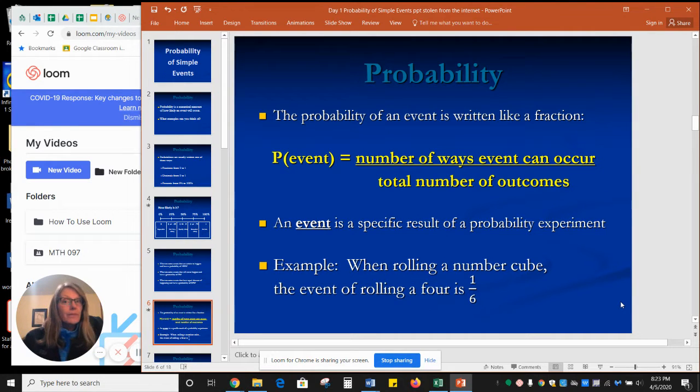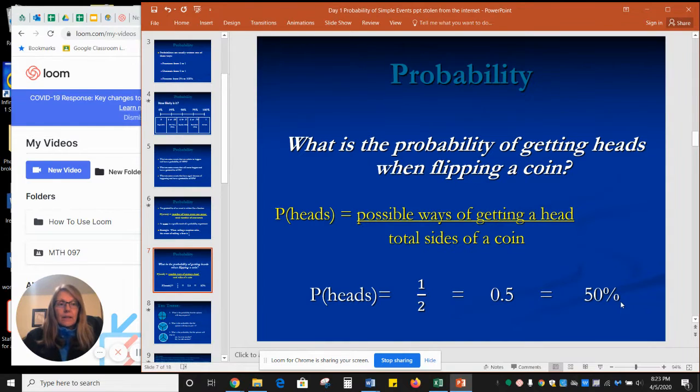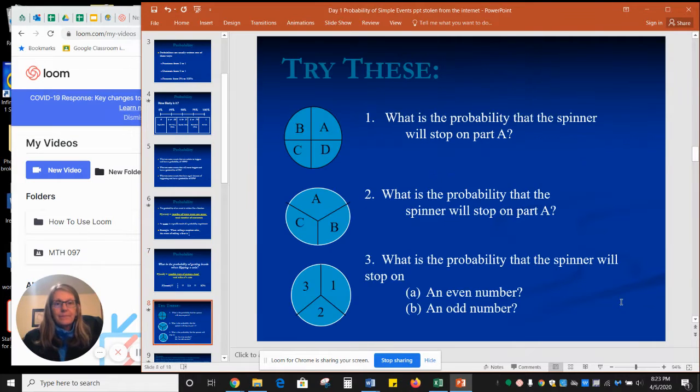If we were in our classroom, you know that one of the days we'd be playing Yahtzee. The chance of rolling a 4 is 1 out of 6. So if we were flipping coins, what is the probability of getting heads when flipping a coin? Again, we go for the fraction. The probability of flipping heads is 1 desired outcome out of 2 possible outcomes. Expressed as a decimal it is 0.5. Expressed as a percent, it's 50%. There's a 50-50 chance when you flip a coin that you'll get heads.